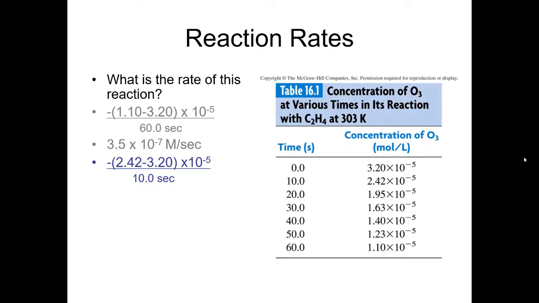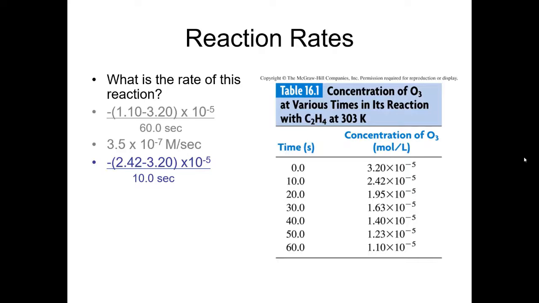Okay, so notice that if I'm looking at the overall rate versus just the beginning, I get a very different number. This is more than twice that number. So paying attention to what portion of the graph we're looking at is important.